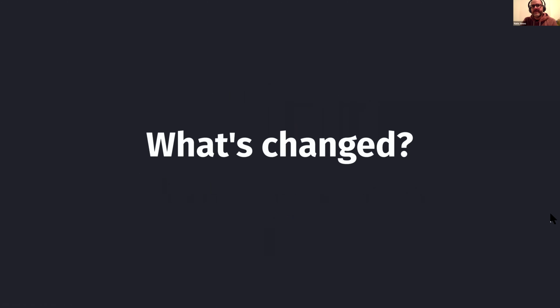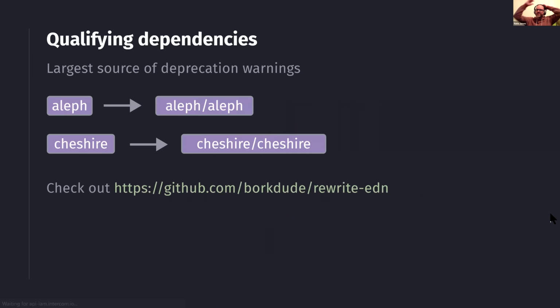So first off, what changed? The biggest source of deprecation warnings is going to be all of those single segment dependencies. I know there are quite a few of them in the Clojure ecosystem, and in my deps.edn I have a bunch of them. You have to start qualifying them, otherwise the Clojure command line is going to complain at you.